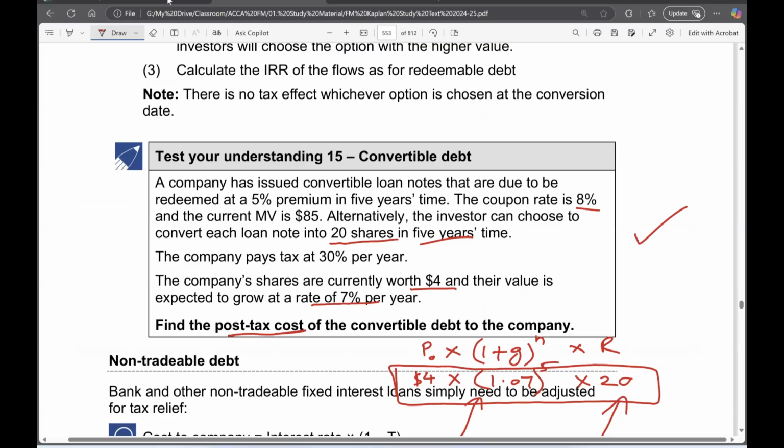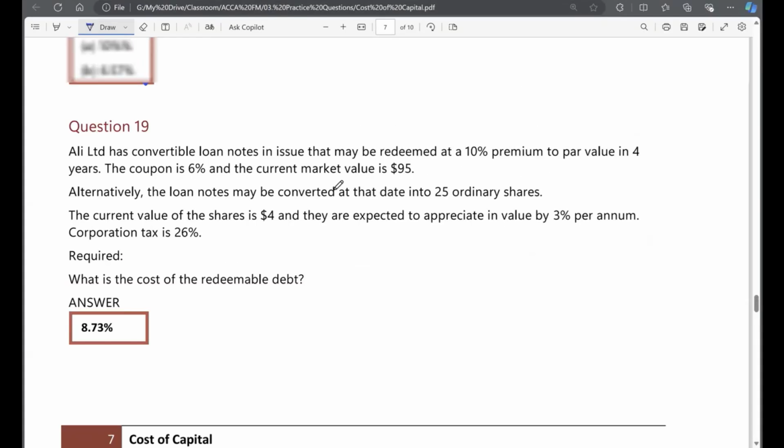So it's very important that whenever you're going to find the cost of debt of a redeemable bond or convertible bond, select the maturity date, the timings, life, years. You need to select all of them very carefully in the Excel. You can try this.